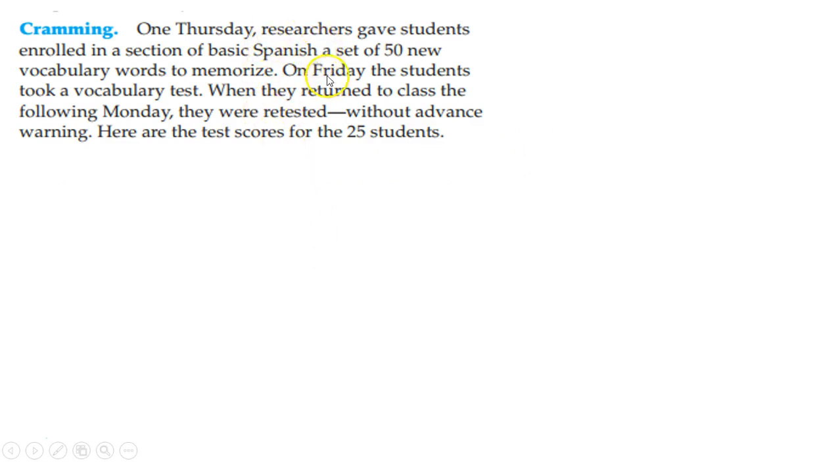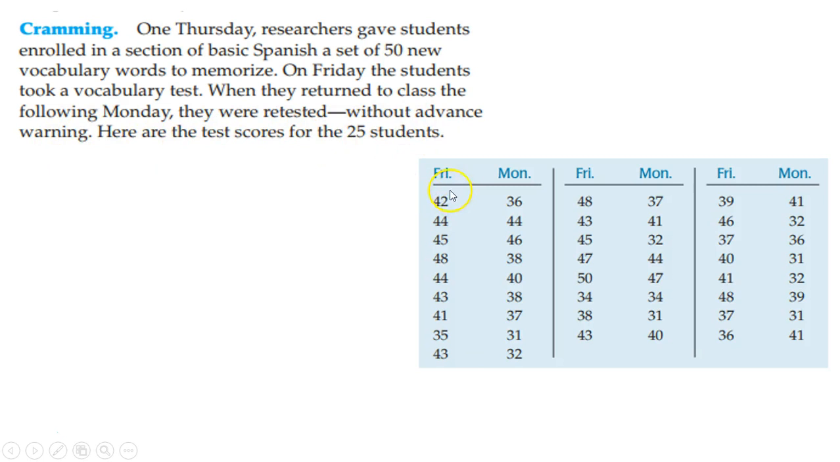On Thursday, researchers gave students enrolled in a section of basic Spanish a set of 50 new vocabulary words to memorize, and on Friday the students took a vocab test. When they returned to class the following Monday, they were retested without advanced warning, and here are the test scores for the 25 students. So on Friday their score, and then Monday their score, and Friday and Monday, right?